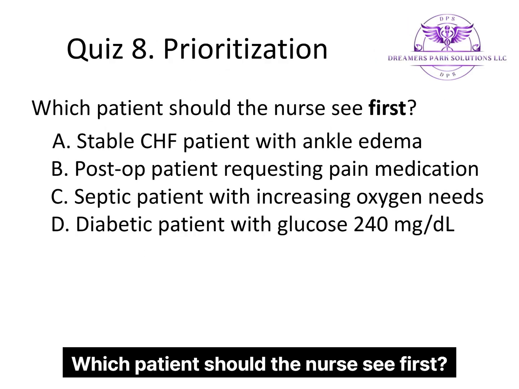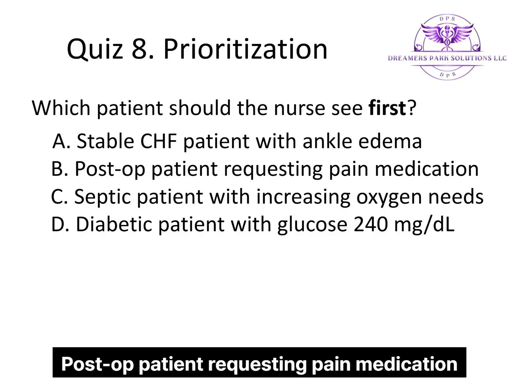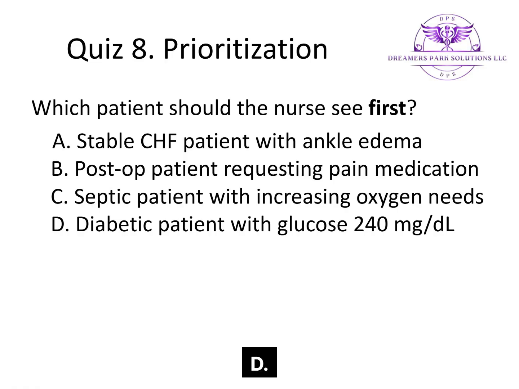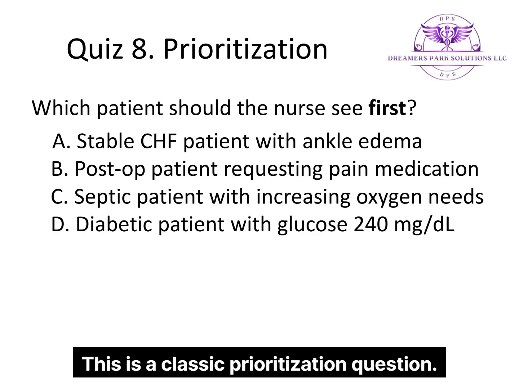Which patient should the nurse see first? A. Stable CHF patient with ankle edema. B. Post-op patient requesting pain medication. C. Septic patient with increasing oxygen needs. D. Diabetic patient with glucose 240 mg/dL. This is a classic prioritization question.